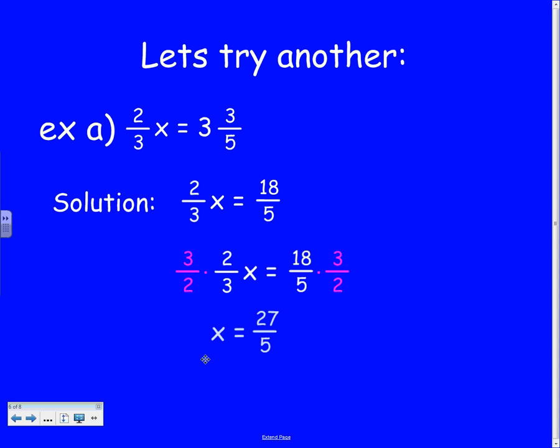Okay, once I have that, I end up with x equals 27/5 after cross-canceling. Okay, can I cancel 18 and 2? Yes, I can. But can I cancel 3 and 5? No, I can't. Okay, and that's why we have such a big number, 27/5. Can I leave it like this? Am I done? No, we'd like you to rewrite it in proper form, which means x equals 5 and 2/5. All right?